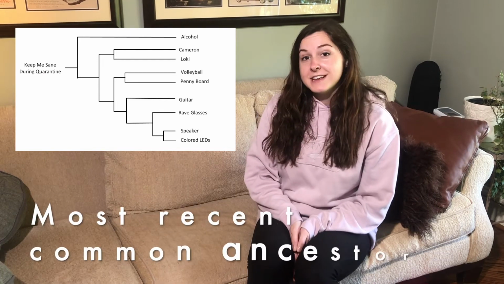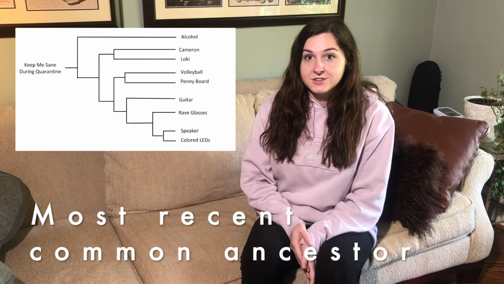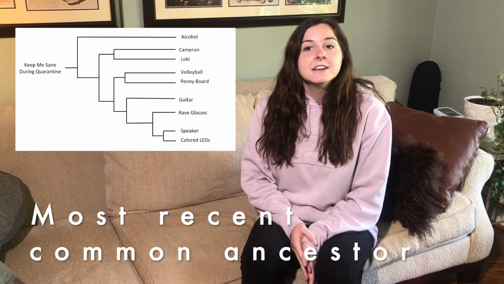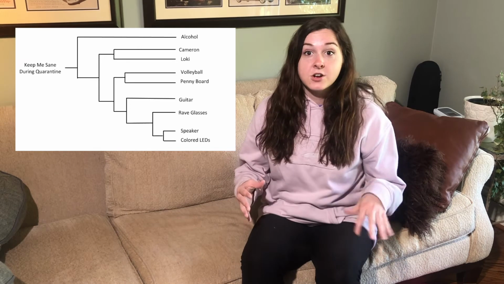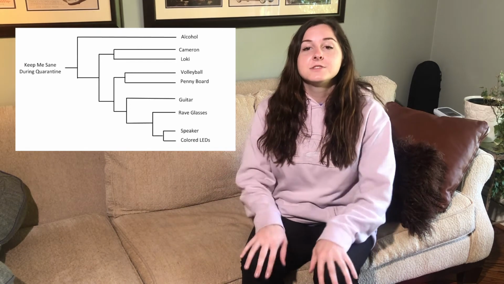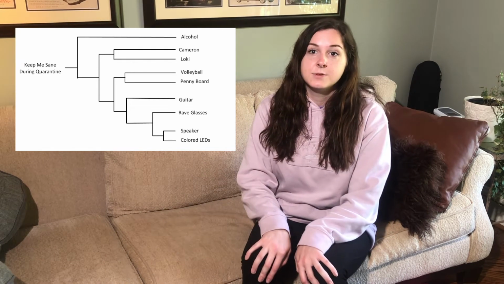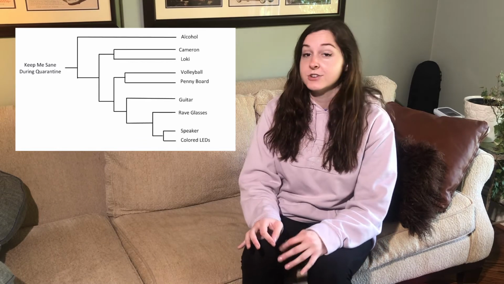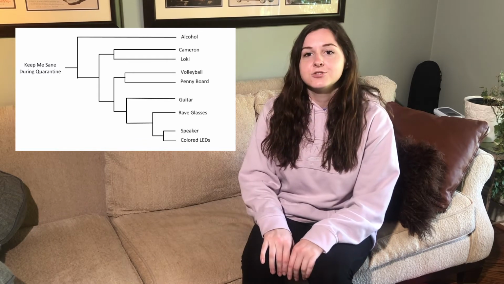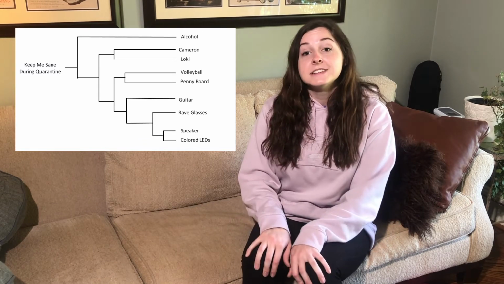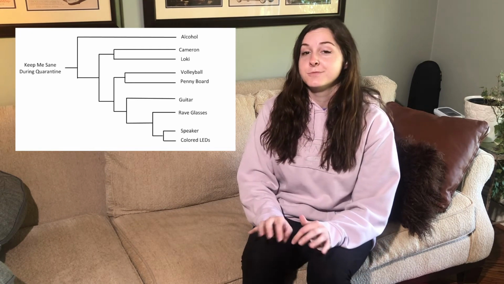The most recent common ancestor is the youngest ancestor that a group of species has in common. So say this tree was part of a bigger tree called Things in Sydney's Life. The most recent common ancestor in this tree would be things that keep Sydney sane during the quarantine, because everything in this tree has that in common. Most recent common ancestors can be found at the nodes of branches.